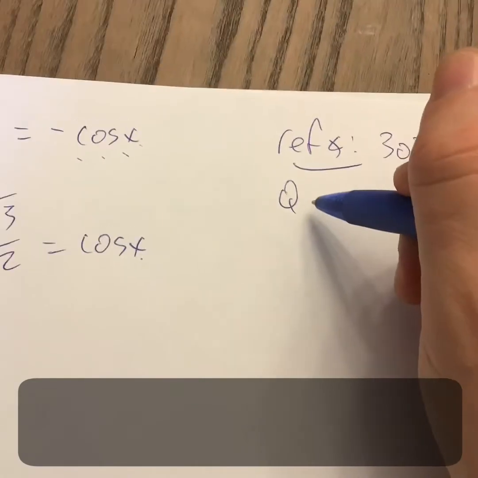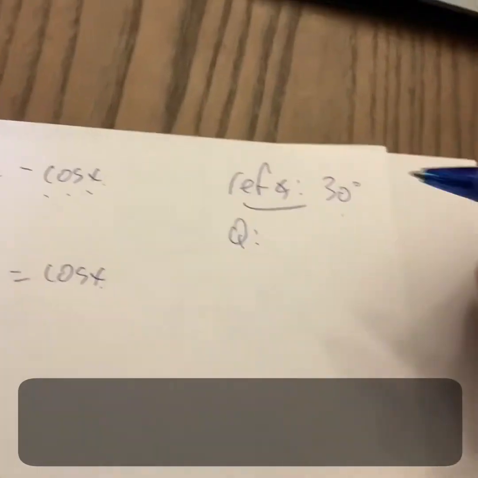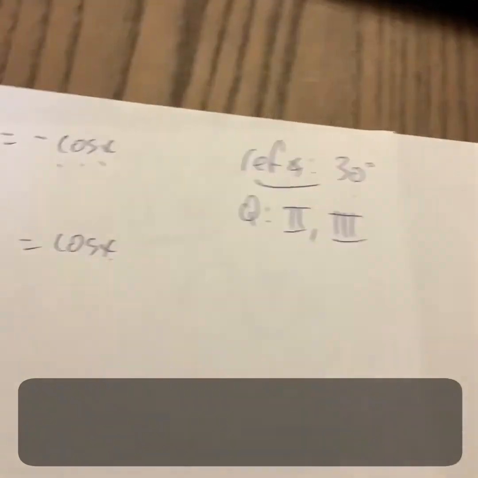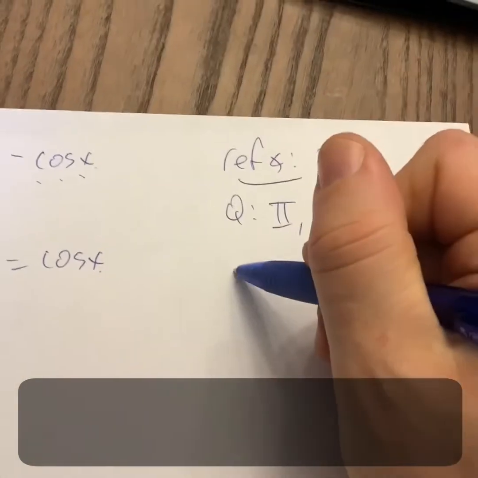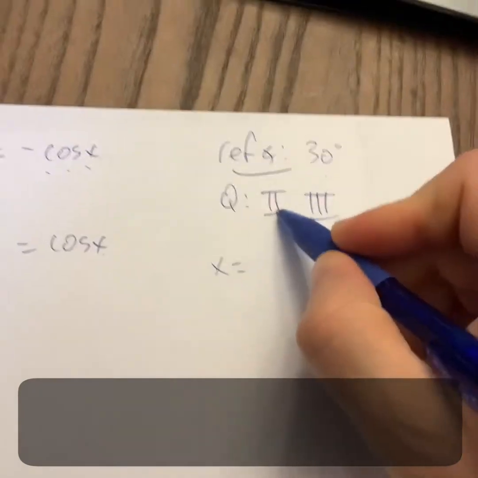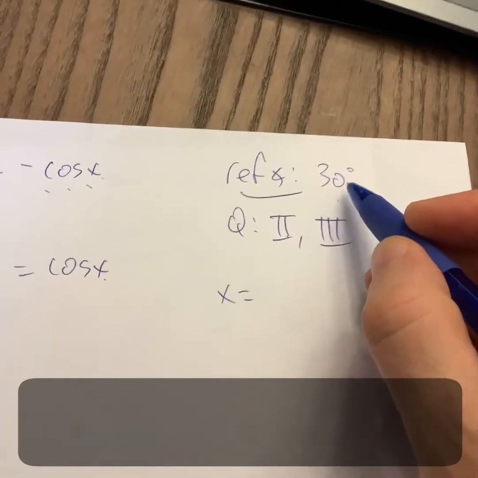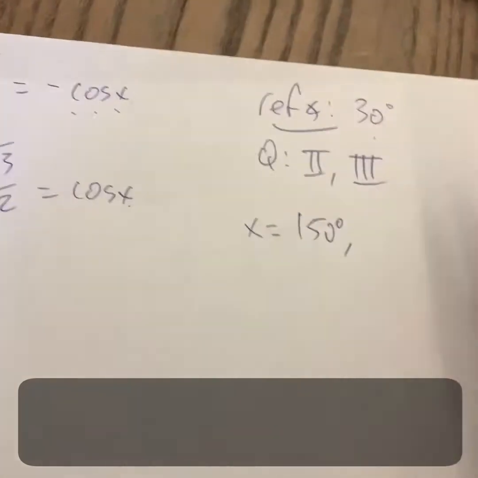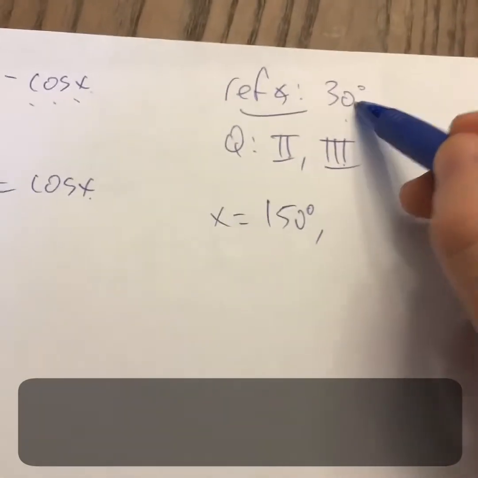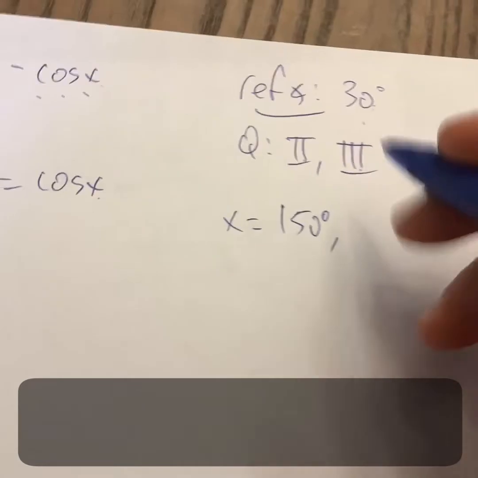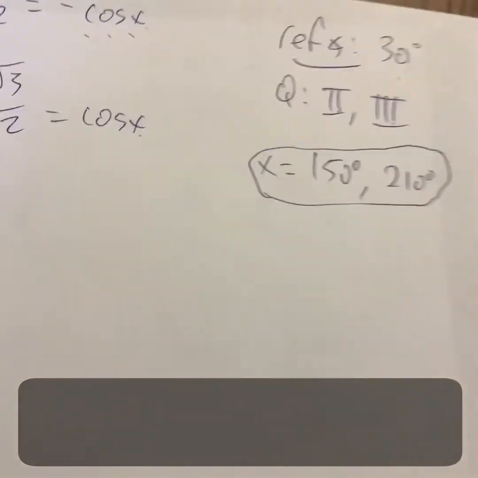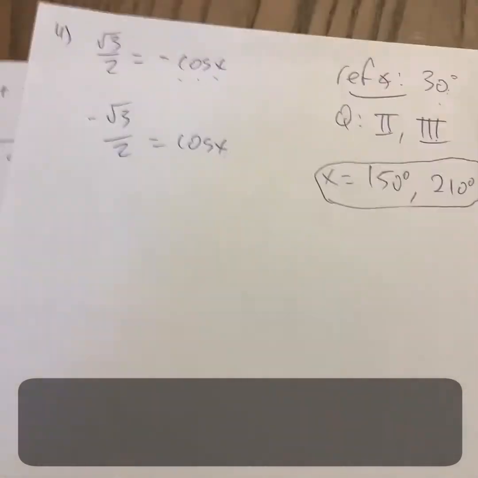Now we say, all right, what quadrants are we in? Cosine is negative in quadrants 2 and 3. So here are our answers. In the second quadrant, the reference angle is 30, so we do 180 minus 30 and we get 150. In the third quadrant, the reference angle is 30, so we do 180 plus 30, and we get 210. So the answer for number 4 is 150 and 210.